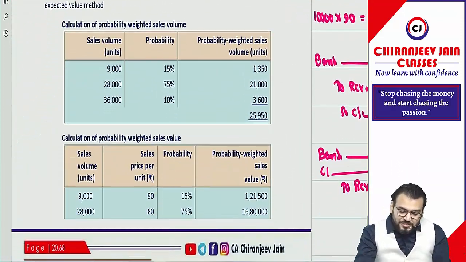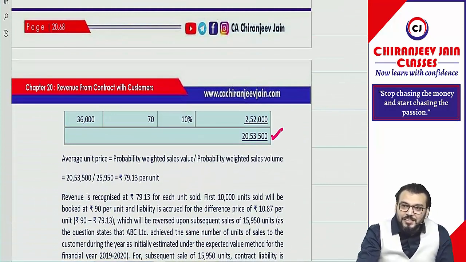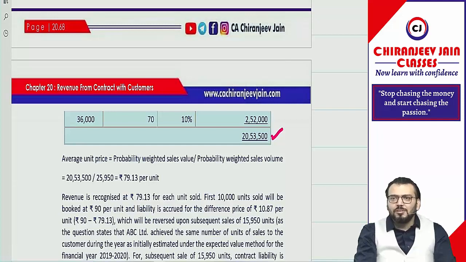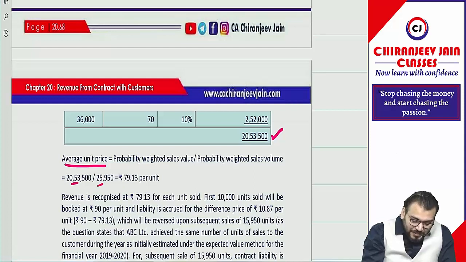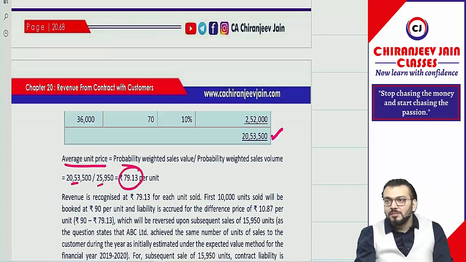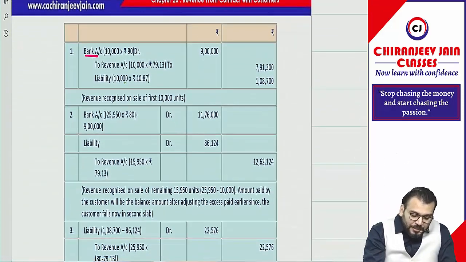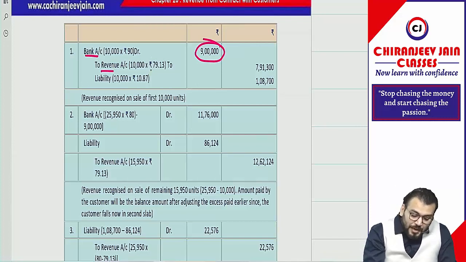You just see, they have calculated this, you have also calculated this, and then they have also calculated this, but then they have calculated one expected average price. I don't understand why they are doing that. They are saying the average unit price is 79.13. Understood? Average price. Now what journal entry are they passing? Bank account debit 9 lakh to revenue at an average price.